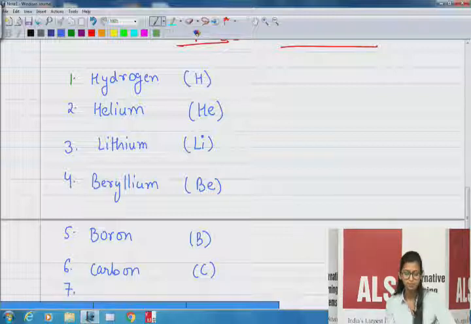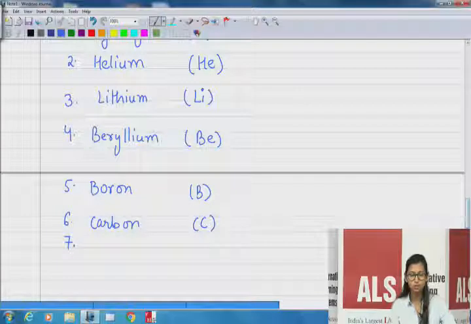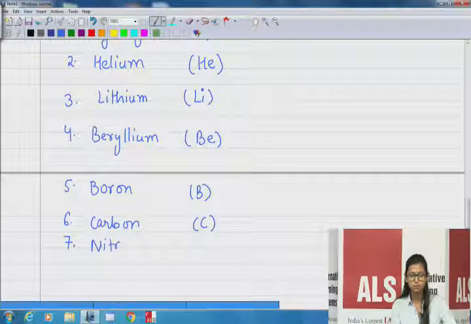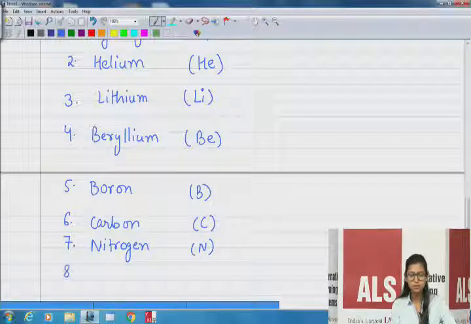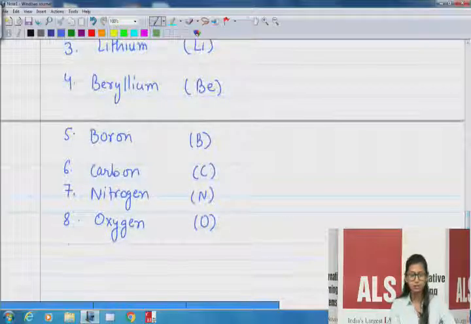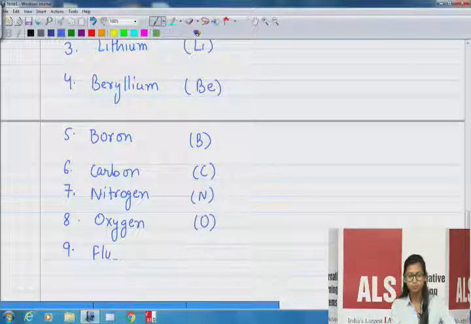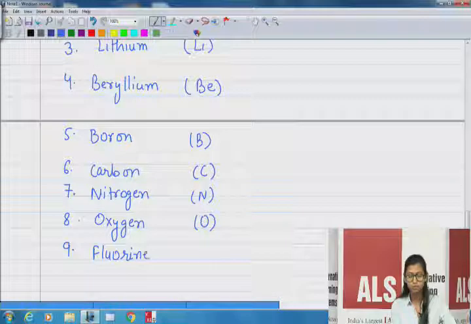Number 7. Very good, it's nitrogen. Okay, I got the answer for 8th, oxygen. Good. So we have oxygen, the number 8. Number 9 is fluorine, it's F. Number 10, your favorite, neon.